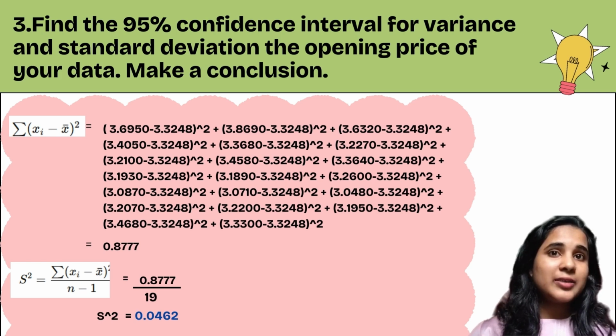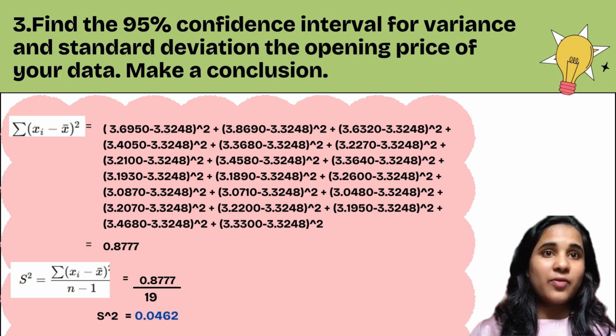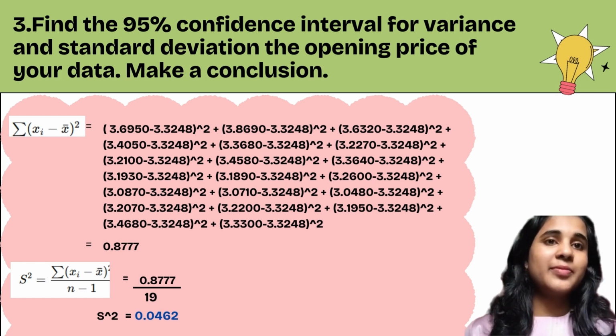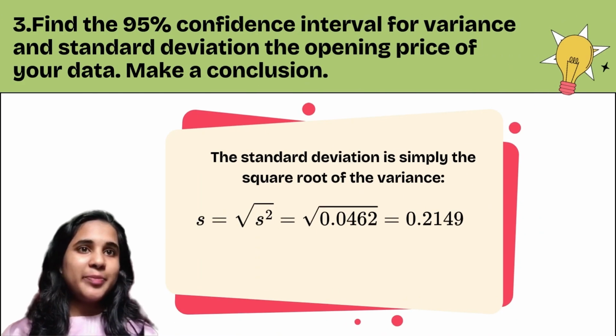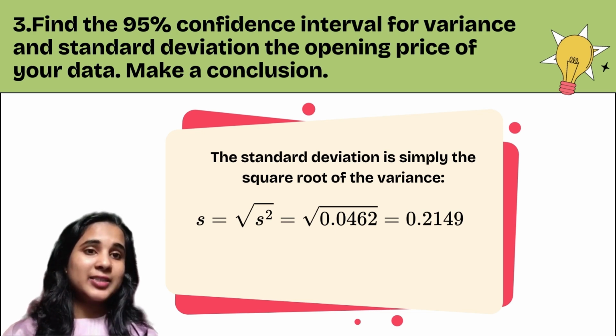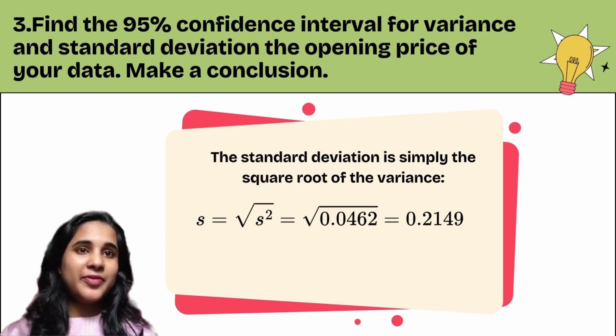And later on, we sum all the square deviations and divide by n minus 1, which is the degree of freedom, equal to 19. Then the sample variance is 0.0462. Step 3, we will compute the sample standard deviation, whereby the standard deviation is simply the square root of the variance. By taking the square root of the sample variance, which is 0.0462, we will get 0.2149 as the standard deviation.